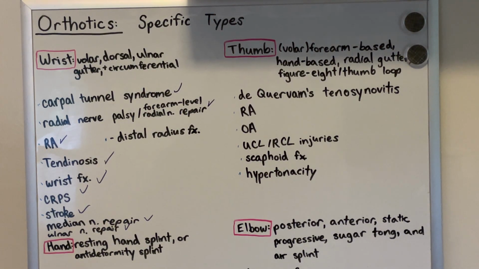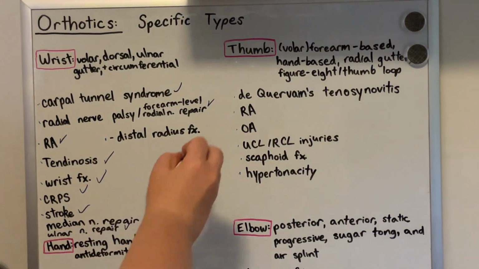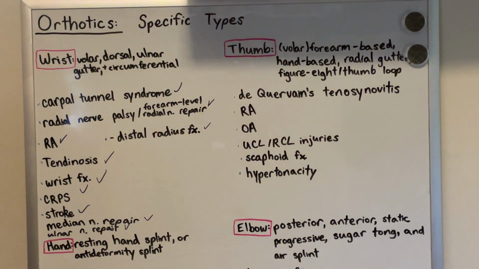The answer there was dynamic, which is also a mobilization splint, but the ultimate goal is to mobilize with fractures once it's safe to do so, obviously. Let me go ahead and check mark that one. Alright, next I'm going to talk about the thumb.